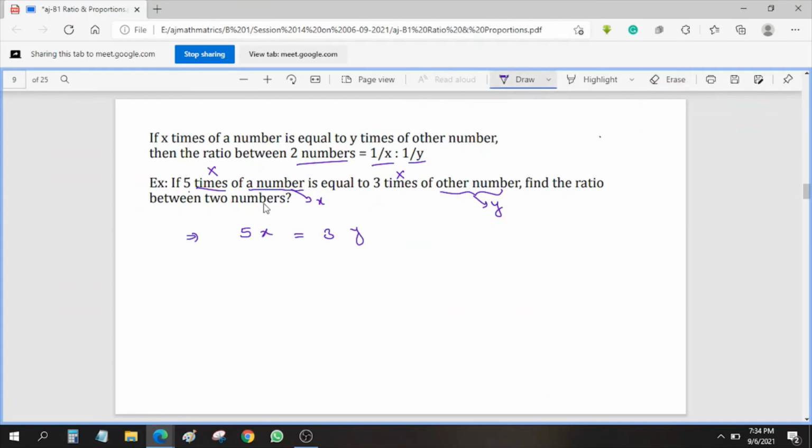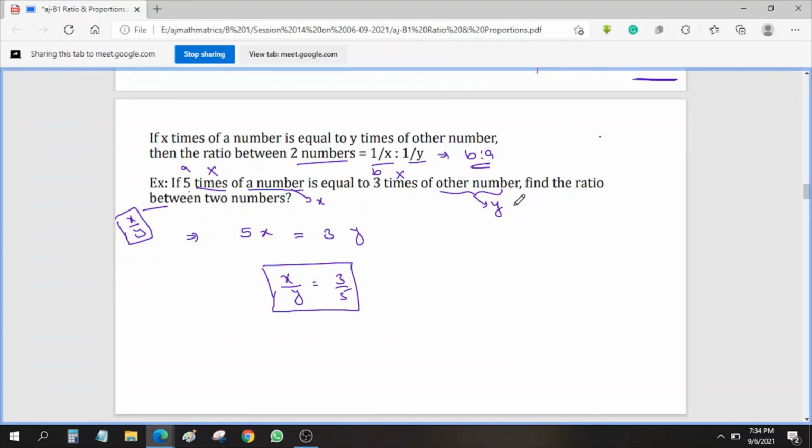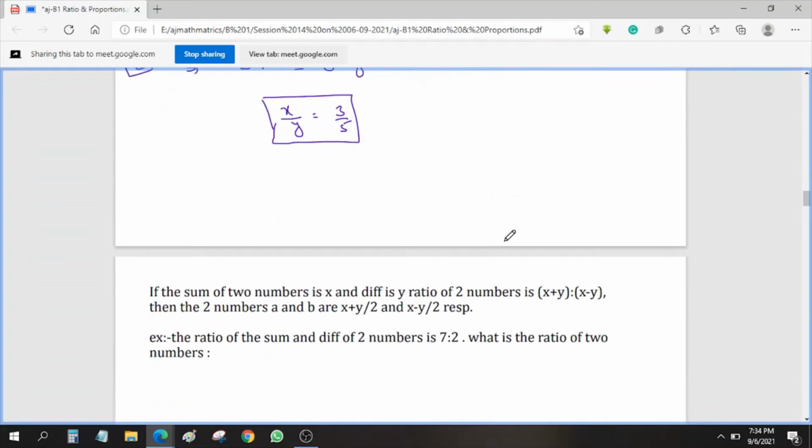Then find the ratio between the two numbers. Ratio between the two numbers means what? x by y we are going to find out. So I am taking y this side, x by y equal to 3 by 5. See, this is the answer for the question. Simple. And if you go with this formula also, you will get the same thing. 1 by x is to 1 by y is the same as b is to a, right? B is to a means 5 times. So this is a and this is b. You can directly consider it as b by a. This is one solution which is easy, but sometimes it will be very helpful to solve.